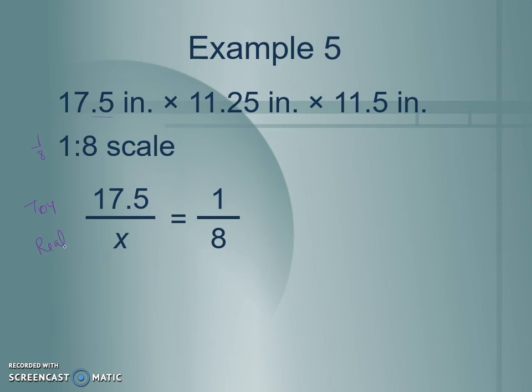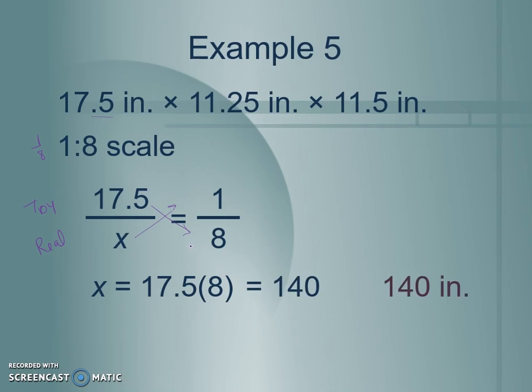And then we don't know how big the actual real one is, but the scale tells us that it's a 1 to 8, so that's our number that we're using there. And then we'll solve using cross multiplication. So x times 1, 17.5 times 8, and we get 140. So it's 140 inches, that's one measurement.